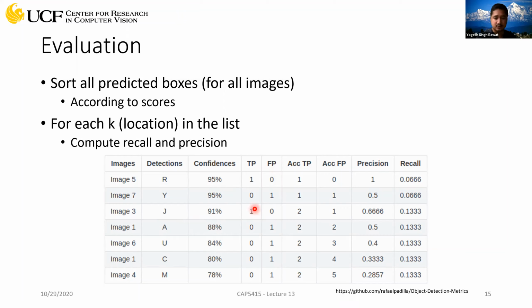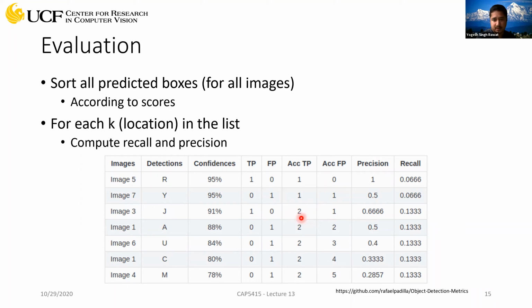And in this case, it's a true positive. So now you will look into your accumulated true positives and false positives. You have another true positive. One was over here, so you got 2, right? And you had one false positive from there. So now again, you will compute precision and recall.